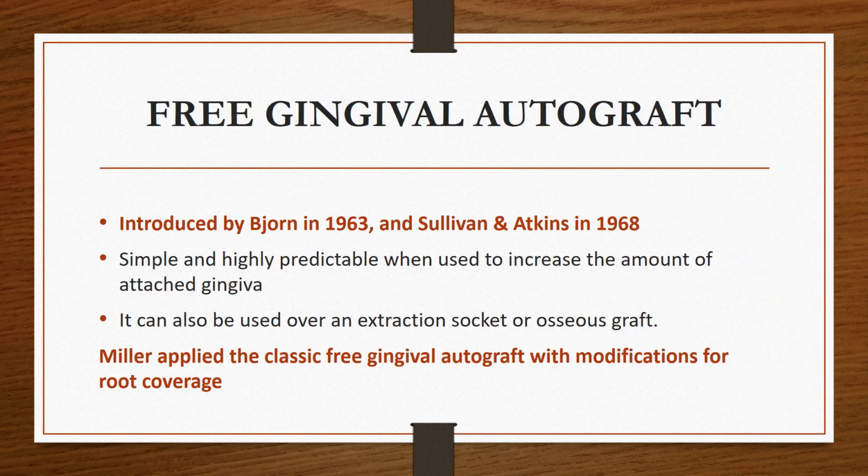So what is free gingival autograft? That was introduced by Bjorn in 1963 and Sullivan and Atkins in 1968. It is simple and highly predictable when used to increase the amount of attached gingiva. It can also be used over an extraction socket. Miller applied this classic free gingival autograft with modifications for root coverage.